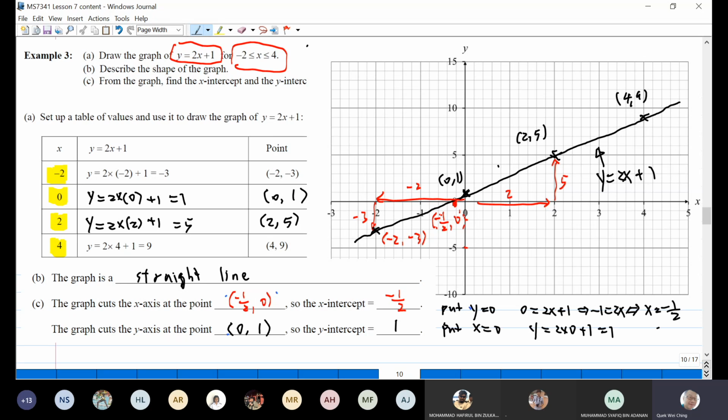Okay, this is not so perfect a graph. If you draw a straight line more accurately, I think you get a better graph.